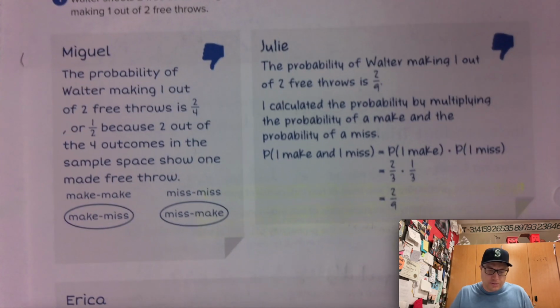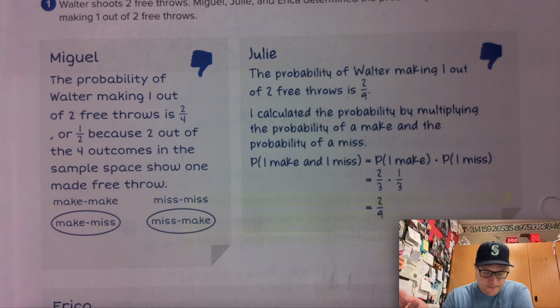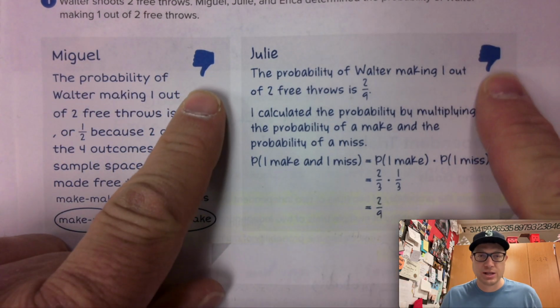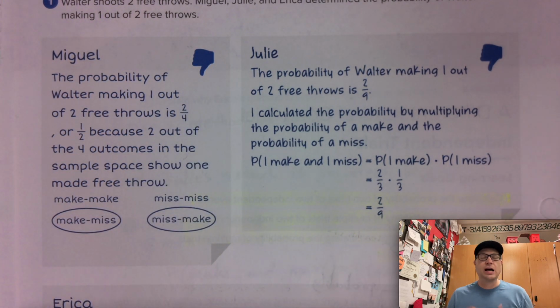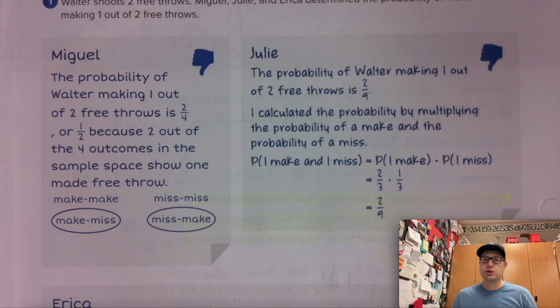Okay, so here's Miguel's response, and we want to analyze whether or not Miguel's response is wrong. We are being told that it's wrong. But in this video right now, let's just highlight some of the key things that Miguel is saying. The probability of Walter making 1 out of 2 free throws is 2/4, or a half, because 2 out of the 4 outcomes in the sample space show 1 made free throw.